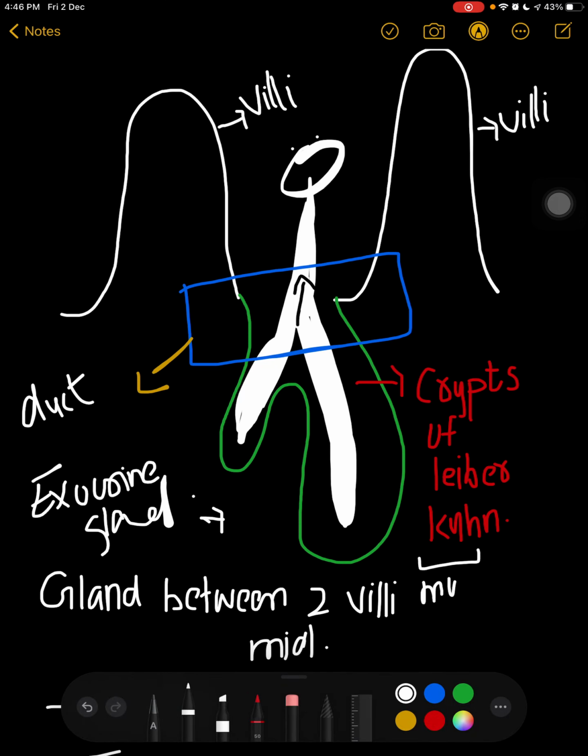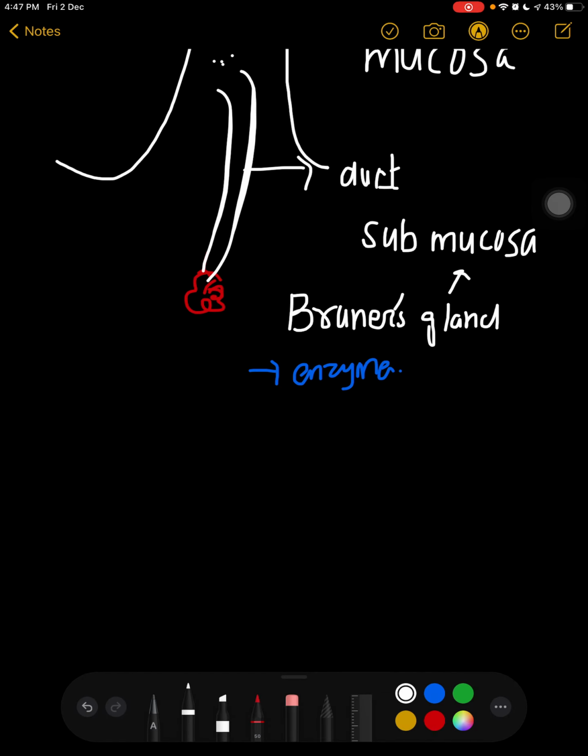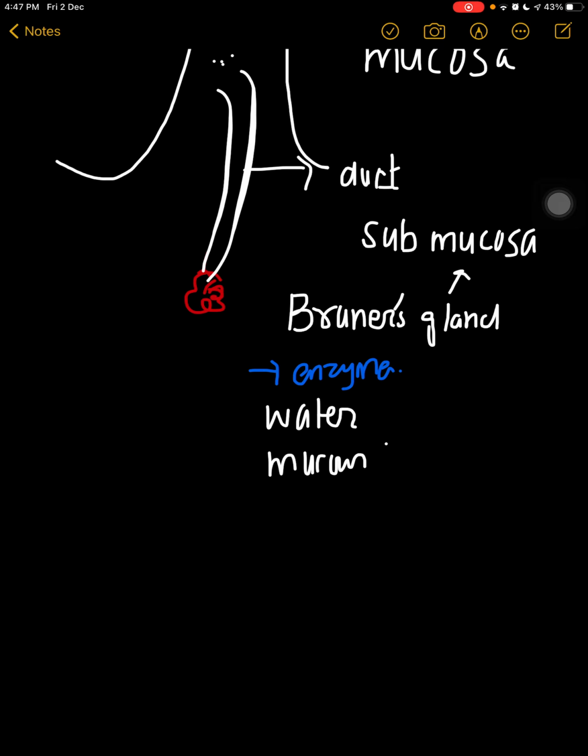The crypts of Lieberkühn is known as a mucosal gland, right? And this Brunner's gland releases enzymes, it releases water, it releases mucus, right? And it is a submucosal gland, it is present in the submucosa, right? So I hope this topic is clear to you.